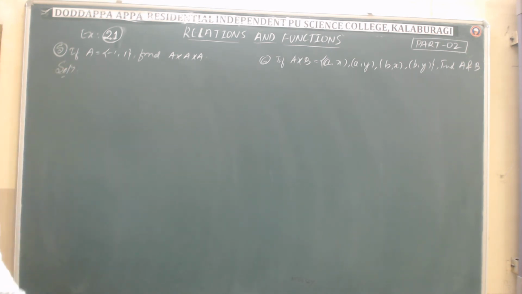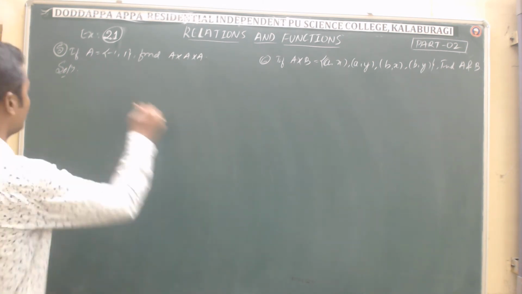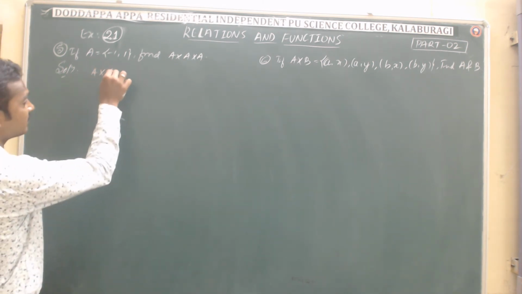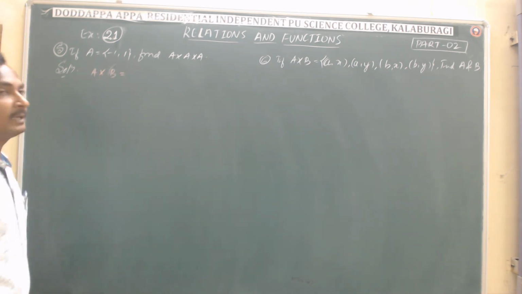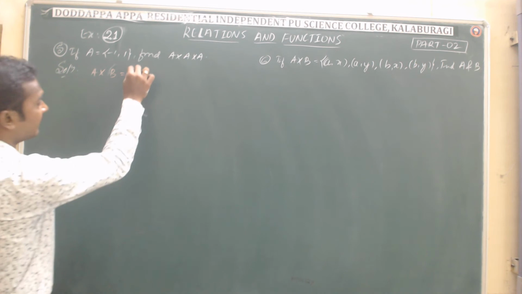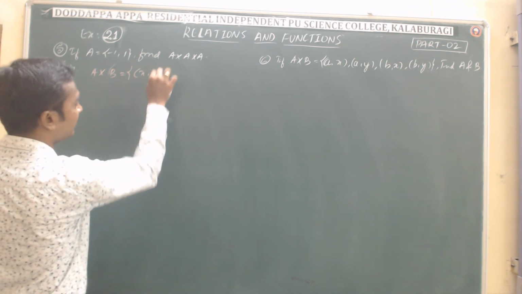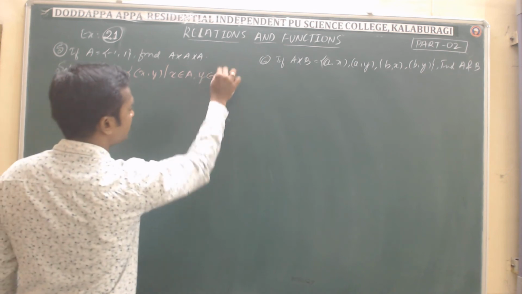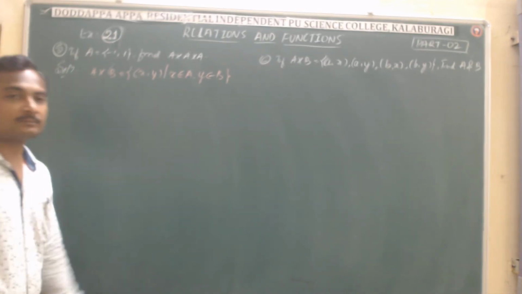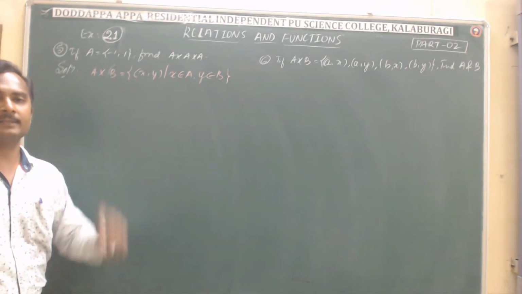What we know? We know that the Cartesian product of the two sets A comma B, where A and B are two different sets, contains the ordered pair elements x comma y such that x belongs to the first set A and y belongs to the second set B. This is the definition we know already, right?